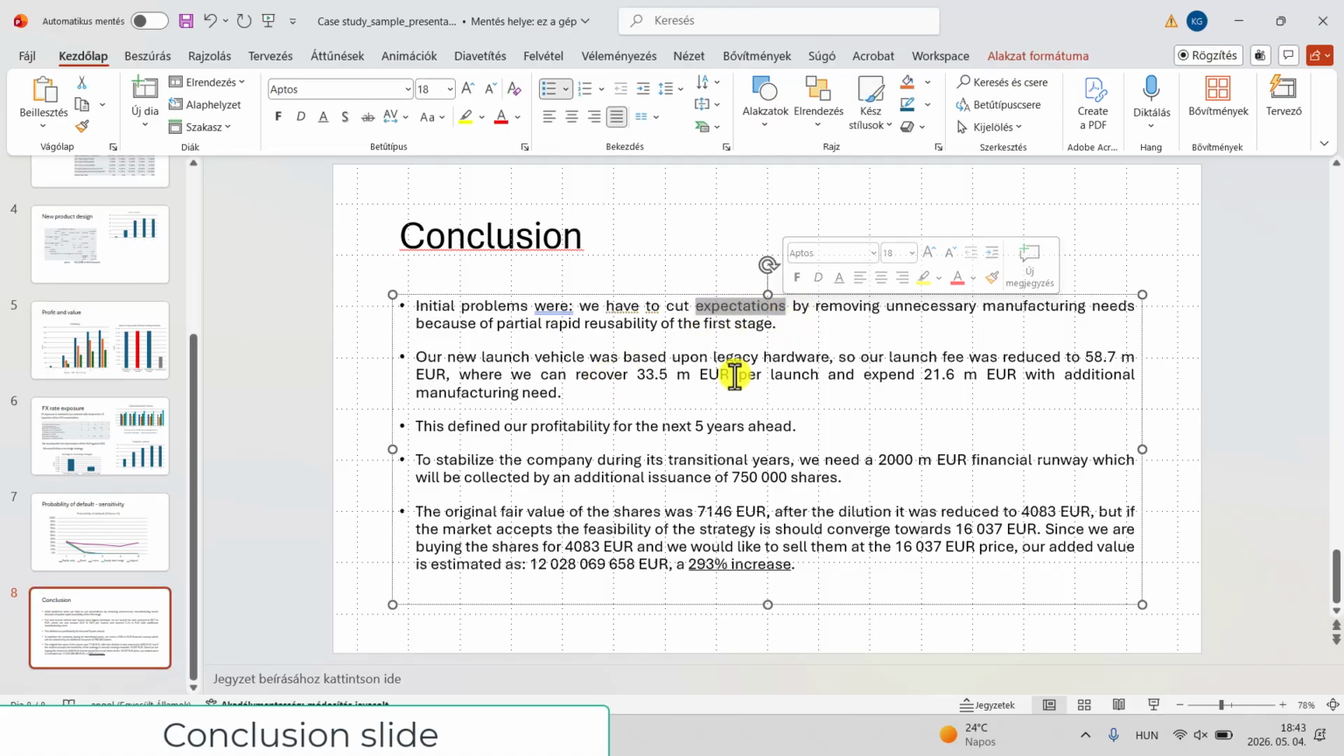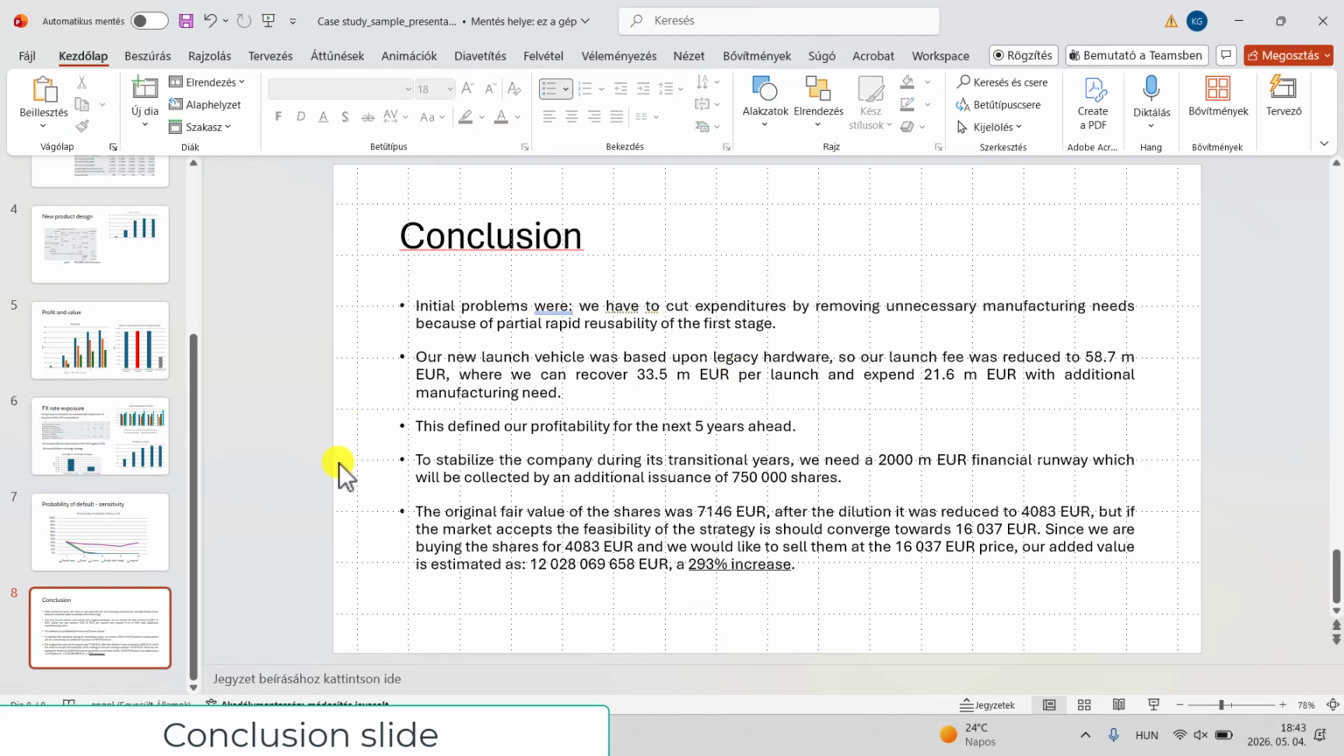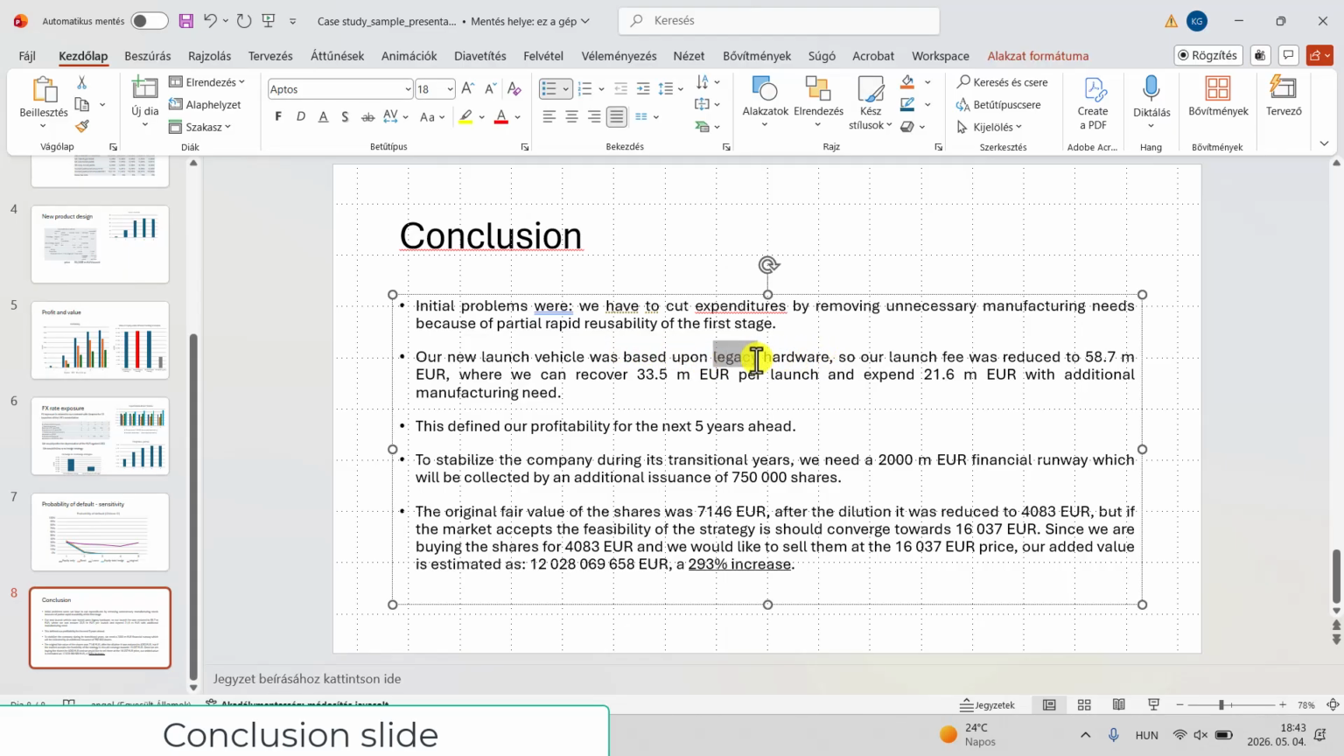Initial problems were that we had to cut expenditures. We had to cut expenditures by removing unnecessary manufacturing needs because of partial rapid usability for the first stage. I think everybody will do this, so we don't need any modification. Our new launch vehicle was based upon legacy hardware. Now this is what will diverge. It can be legacy hardware if you are using Ariane or Vulcan 2.1. Otherwise, this will be some kind of another hardware.